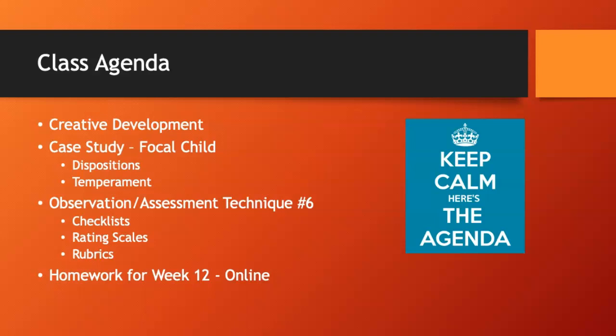So we're going to first talk about creative development and what that entails. Then we're going to address a little bit about what you should be focusing on for your case study regarding your focal child. And most of you are going to continue working with your focal child. So we're going to try to identify your focal child's disposition and their temperament. We're also going to look at the observation and assessment technique number 6, specifically looking at what checklists, rating scales, and rubrics are, and we're going to do some exercises or activities around those. And then I'm going to cover what the homework is for next week, which is week 12.